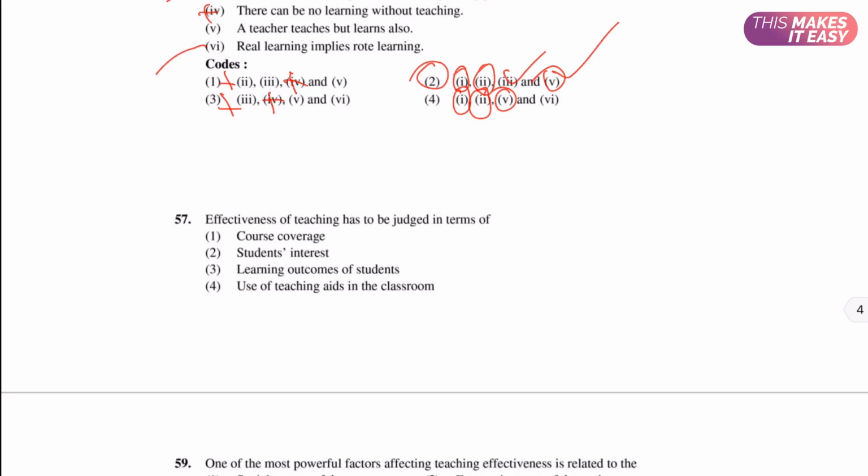The question says that effectiveness of teaching has to be judged in terms of course coverage, students' interest, learning outcomes of students, use of teaching aids in the classroom. As I said before, all these options are correct, but the third option seems to be more correct. The effectiveness of teaching has to be judged upon the outcome. Teaching is an input, so we have to look at the output. So the third option is the correct answer.